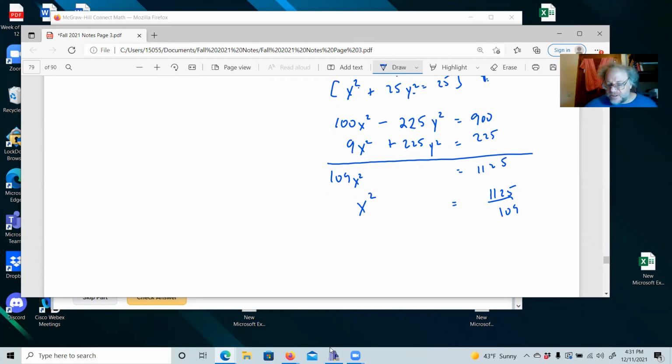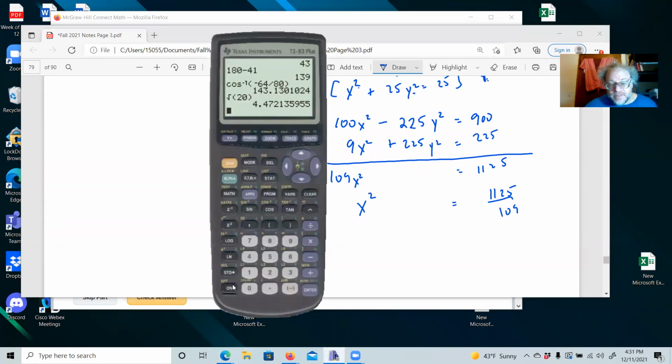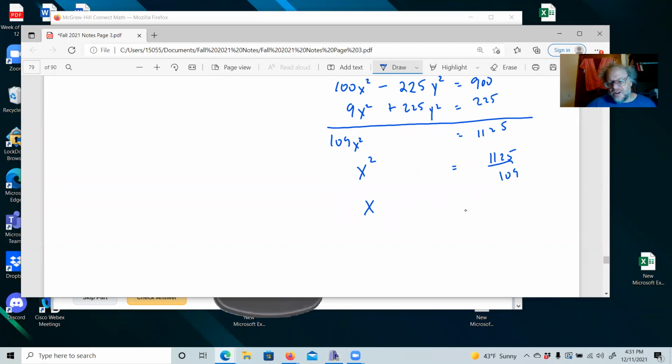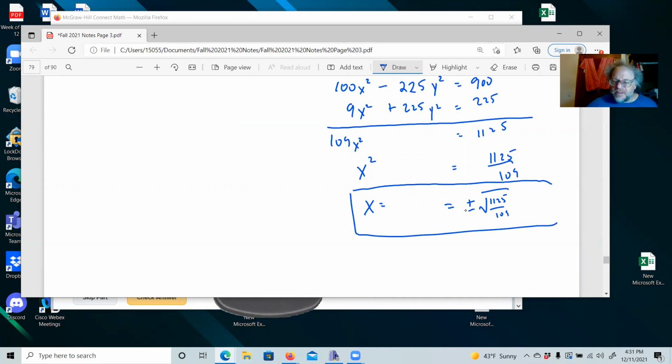I seriously doubt that that reduces. We can check. Okay, 1125 divided by 109. And we can turn it back into a fraction. So let's go to math. Turn it into a fraction. Yeah, we got nothing. Okay, that's it. So neither of those are perfect squares, so we are kind of screwed. So this is equal to positive or negative 125 over 109.